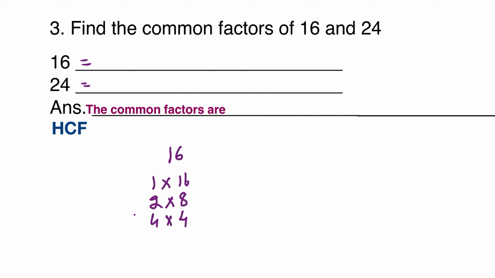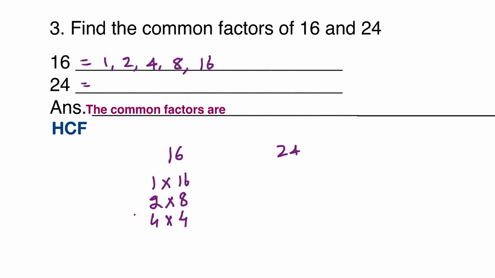Our factors of 16 are 1, 2, 4, 8, 16. Do not repeat the number factor again. This is there twice. You have to just write it once, okay?